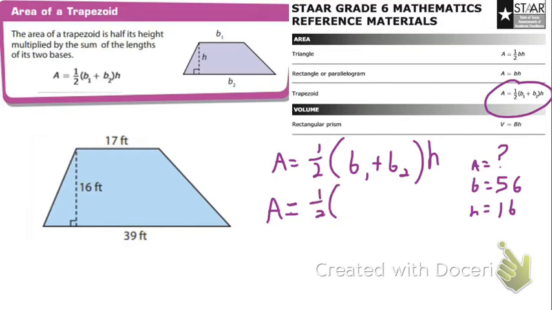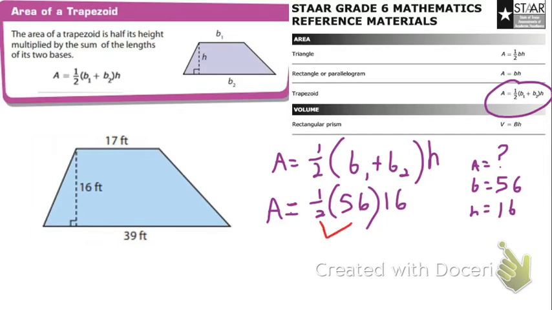One half of the bases, which we already know are 56, times the height, which is 16. All right, so there are several ways y'all can do it. Y'all can multiply 56 and 16 and then divide it by 2, or multiply times 1/2, which is the same thing. Or as I suggested previously, find the largest even number and divide it by 2.